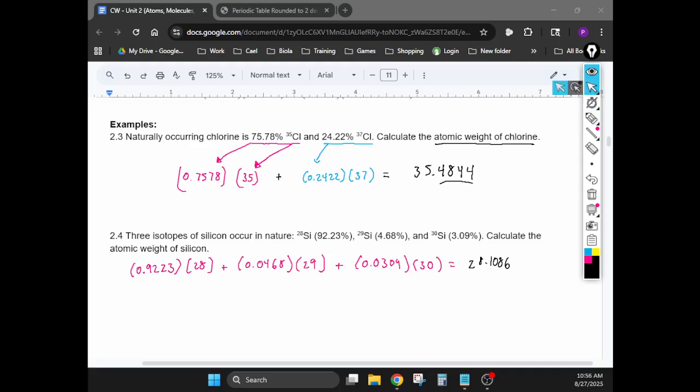Okay, that's different from moles, correct? All right, everybody good so far? Okay.